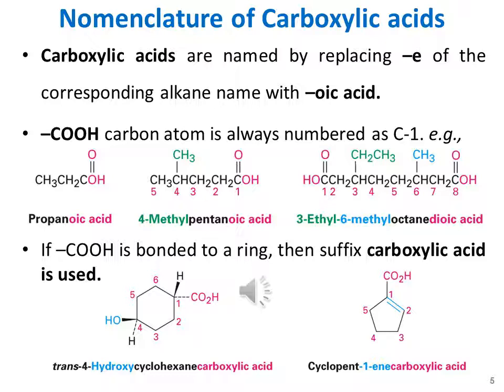Similarly, I have shown two examples of cyclic carboxylic acids. In the case of a cyclic carboxylic acid, where the carboxylic functional group is bonded to a ring, the suffix carboxylic acid is used. For example, in the first example on the left side, you may see trans-4-hydroxycyclohexane carboxylic acid, and on the right side, I have shown a cyclic carboxylic acid that has a double bond. The double bond is located on carbon number 1, and also the carboxylic functional group is present on carbon number 1. So the example is cyclopent-1-ene carboxylic acid. So you may see that in the case of cyclic carboxylic acids, if the carboxylic functional group is attached to a cyclic hydrocarbon, then we are using the word carboxylic acid.